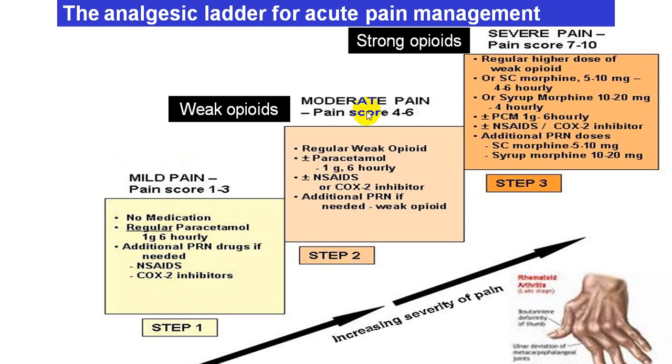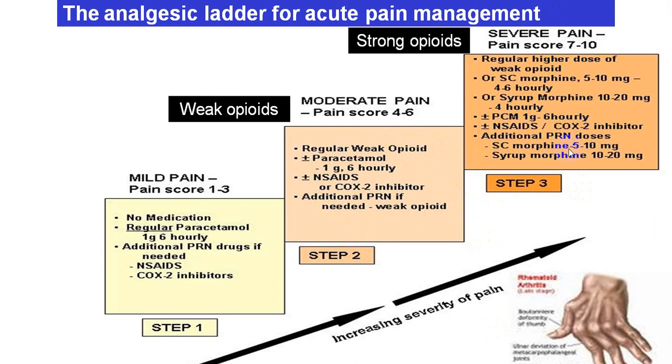If a person has moderate pain, you can utilize weak opioids like codeine, or you can utilize fentanyl, sorry, not fentanyl, Fortwin. You can use a selective COX-2 inhibitor. You can use a combination of paracetamol with weak opioid property.